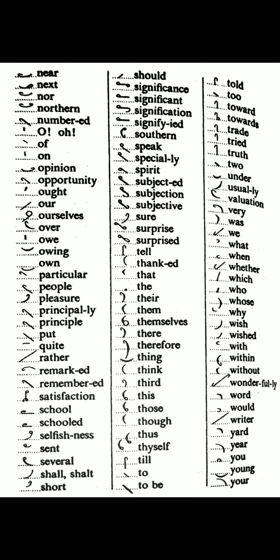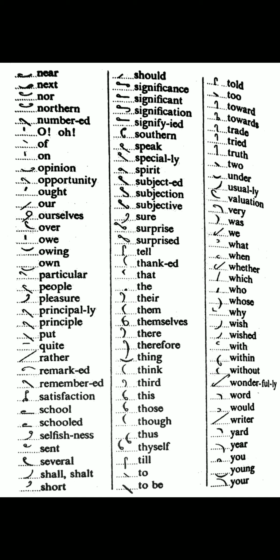Were above the line is used here for over. Dark tick above the line for O. NG above the line for owing. And stroke through the line for own. Per halved above the line for particular. P with L hook through the line for people.